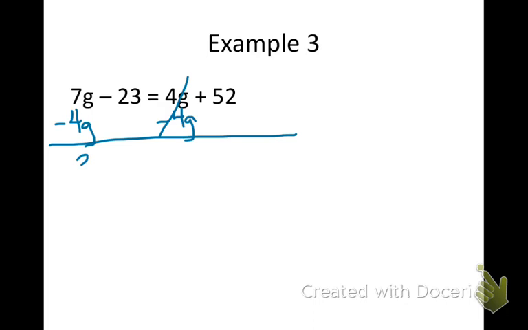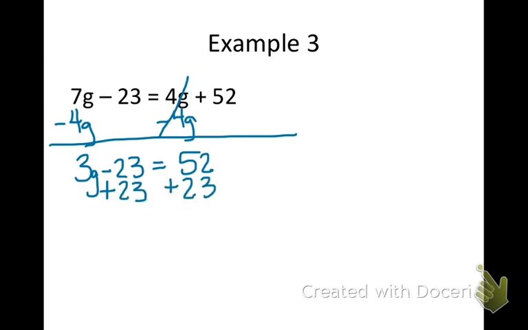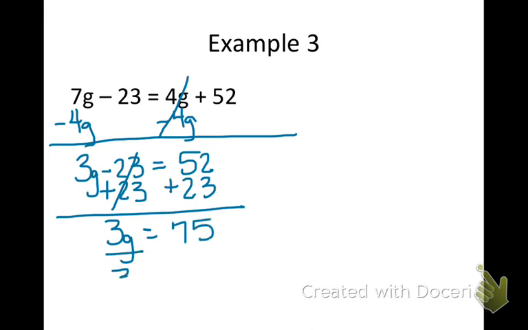So 7 minus 4 is 3g minus the 23 is equal to 52. So I will add 23 to both sides. Bring down my 3g. It's going to be equal to 75. If I divide both sides by 3, I get g is equal to 25.